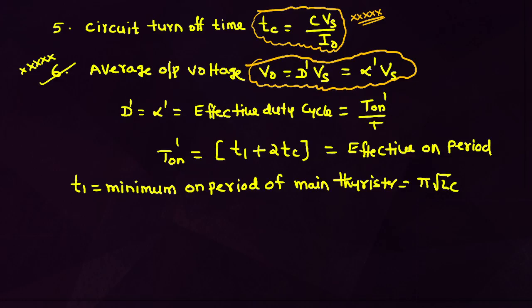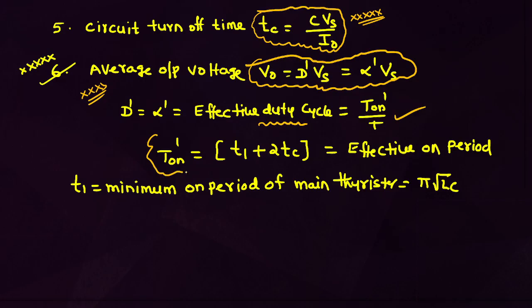D dash or alpha dash. Some authors are using alpha as the notation, some authors are using D as the notation. Alpha is the duty cycle, D is also the duty cycle. But what name is given to D dash? Effective duty cycle. What is the effective duty cycle? T on dash by T. Very important formula to calculate average output voltage.